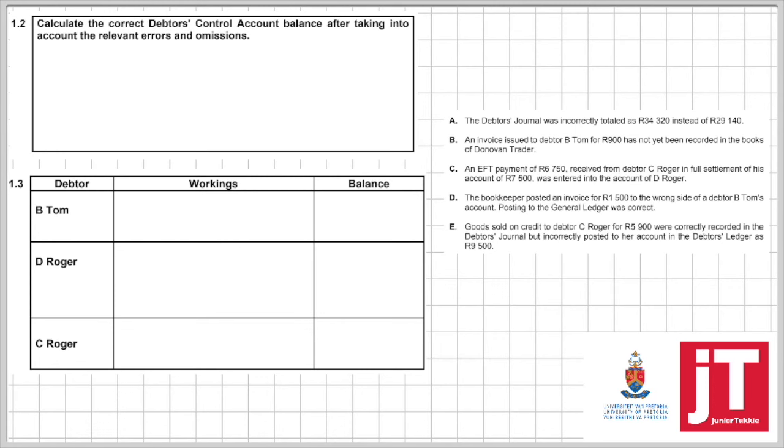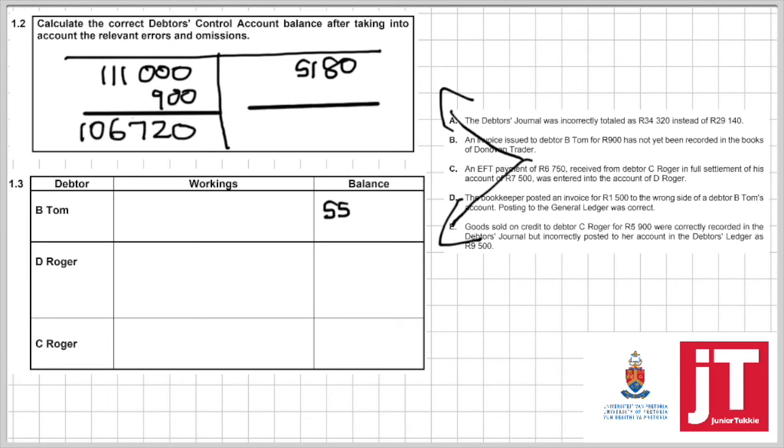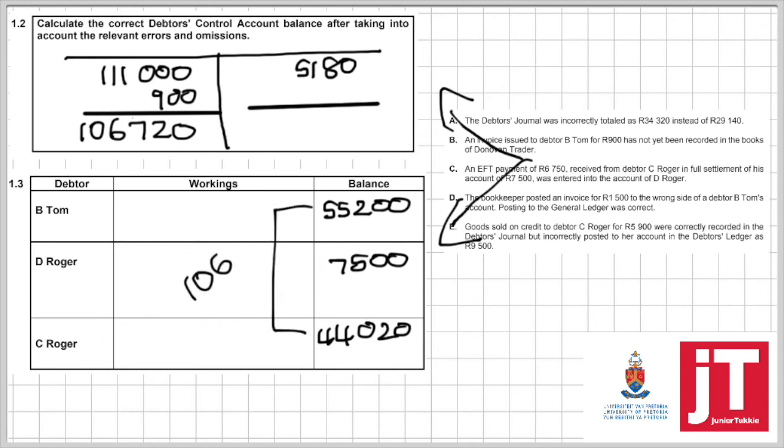So if I look at all the transactions that we've done now, if we've taken it to the debtor's control account and we've taken it to the debtor's list by correcting it in each individual's account, it means that the debtor's control account should now be equal to the debtor's list.